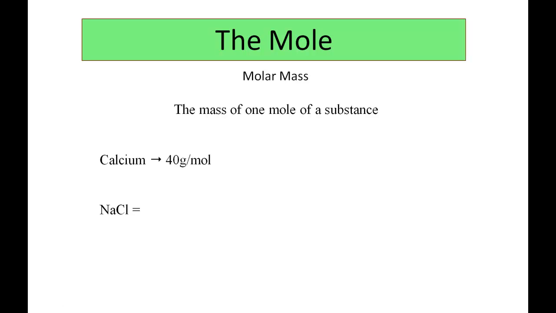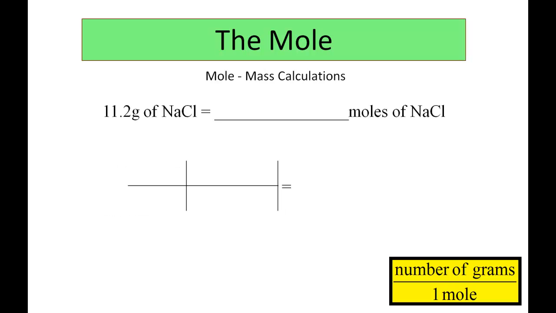With sodium chloride being a compound, we have to add up all its atomic masses. We have 1 sodium weighing 23 AMU and 1 chlorine weighing 35 AMU. Well, that means if we add those together, 1 formula unit of sodium chloride would weigh 58 AMU, and 1 mole of it would weigh 58 grams. So the molar mass of sodium chloride is 58 grams per mole. Let's use these molar masses in some calculations.